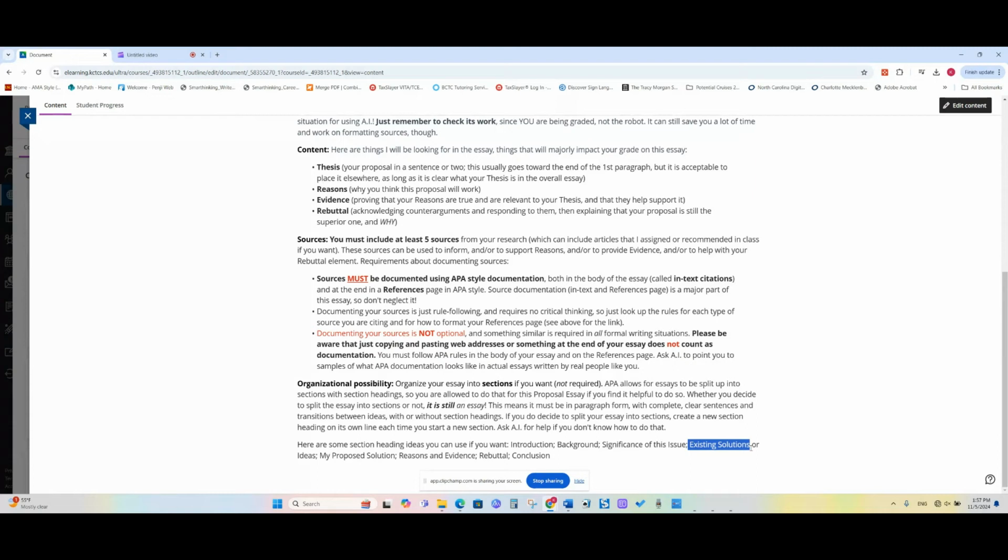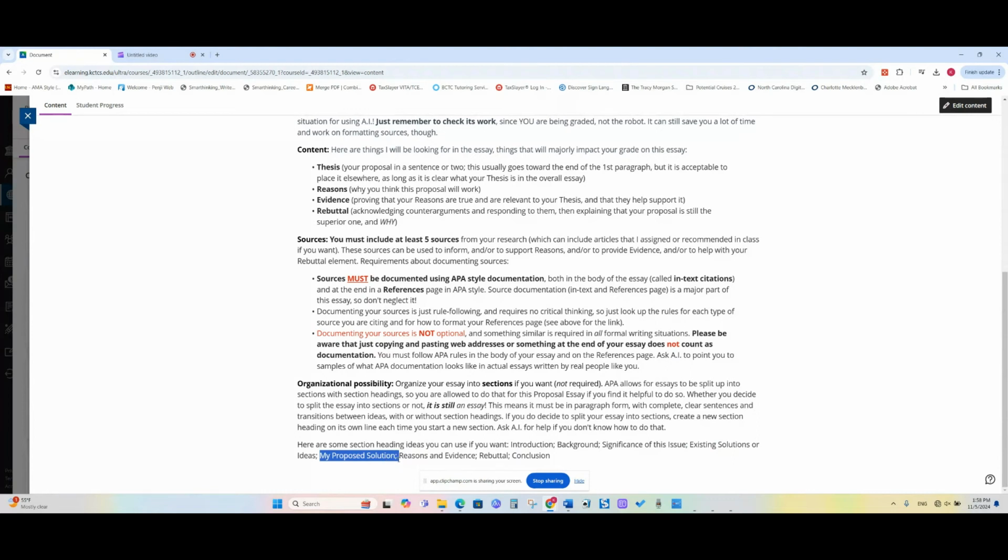Because clearly the issues still exist. What are those solutions omitting a part of the problem? Maybe they are not considering a specific factor. Are the implementations not widespread enough? Is there not enough research that has been done to figure out what could solve these issues? That is what goes in the existing solutions or ideas.